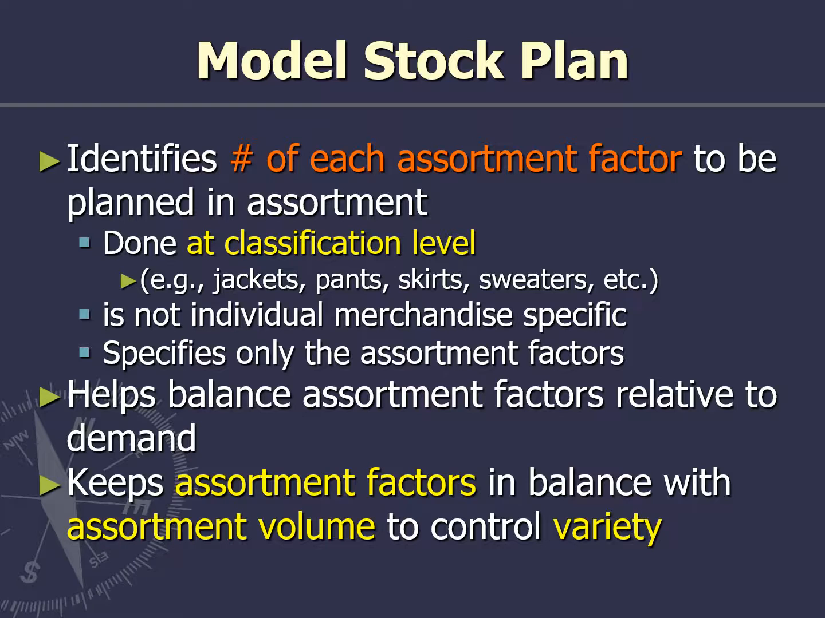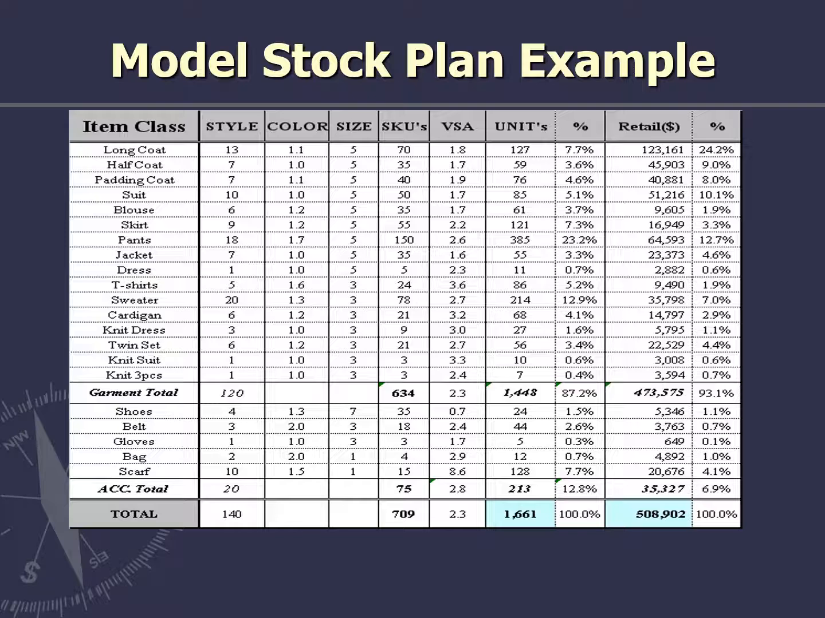The process of determining the assortment factors to be used for merchandise planning, as well as the number of levels in each assortment factor, helps the buyer balance the assortment factors relative to the customer demands, as well as keeping the assortment factors in balance with the assortment volume so that the assortment variety can be controlled. What I just said can probably be best understood by looking at some examples. So let's take a look at an example.